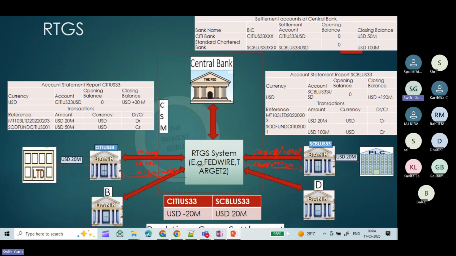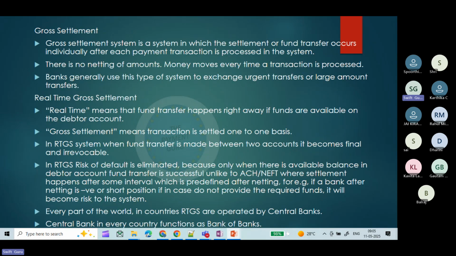In India, this gross settlement system is called RTGS. In the US, this is called Fedwire. In the United Arab Emirates, they call it the UAEFTS system. The name might vary, but the functioning of each of these high-value payment systems or gross settlement systems is the same. I'm going to explain it in a bit. So in India, since we call it RTGS, the definition is: real-time means that a fund transfer happens right away if the funds are available in the debtor account, and gross settlement means the transaction is settled on a one-to-one basis.